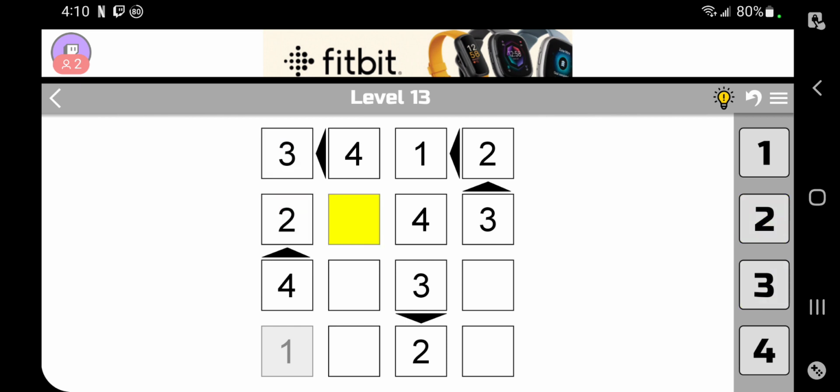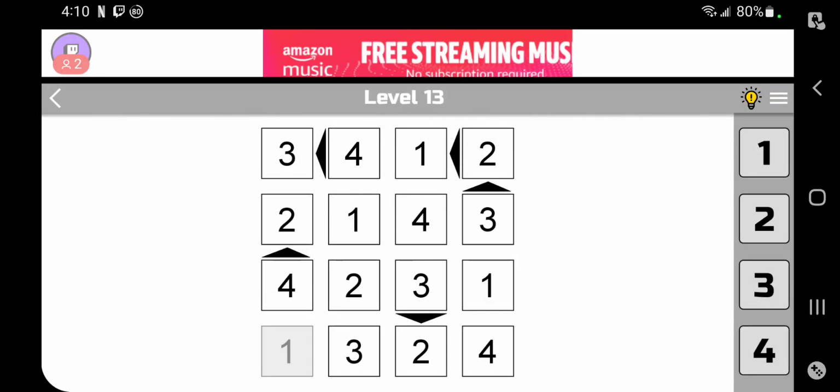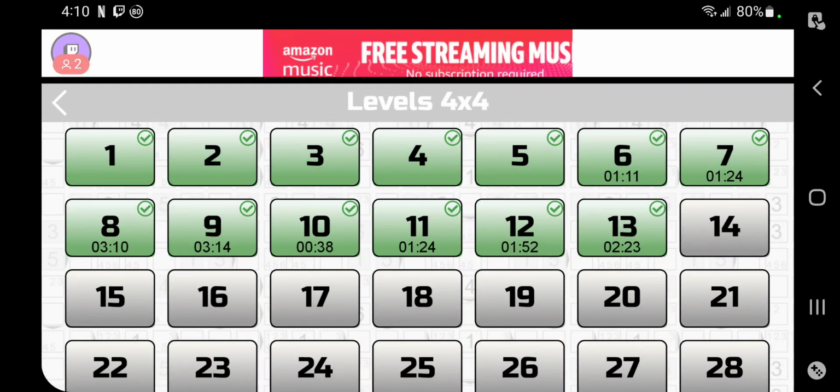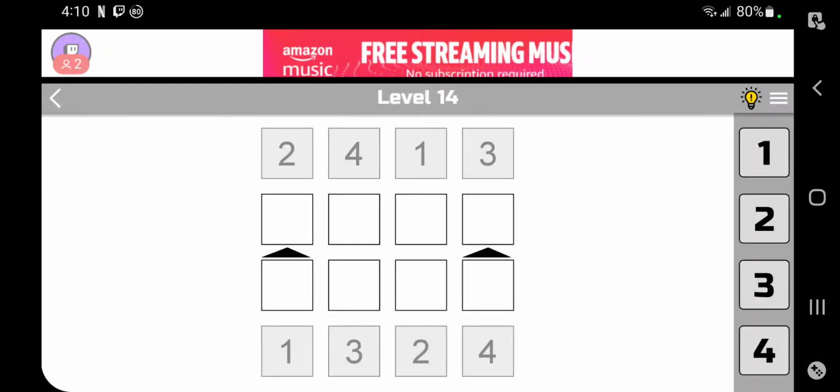Missing a 2 out of that column, missing a 1 out of that row. We're missing a 2 and a 1 from here. So the 1 must go there and the 2 must go there. And we're now missing a 3 and a 4. Done. A little bit slower on that level, but happy with that nevertheless.